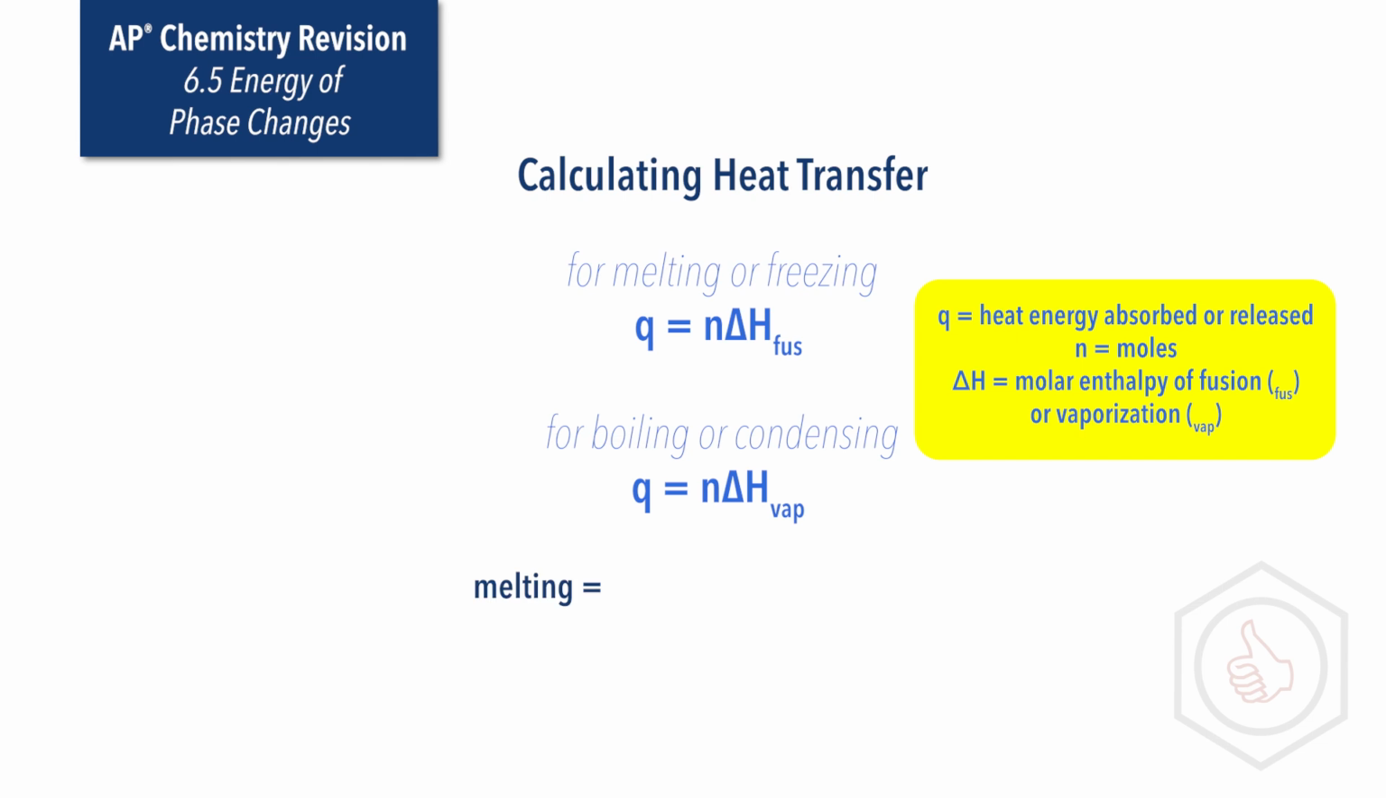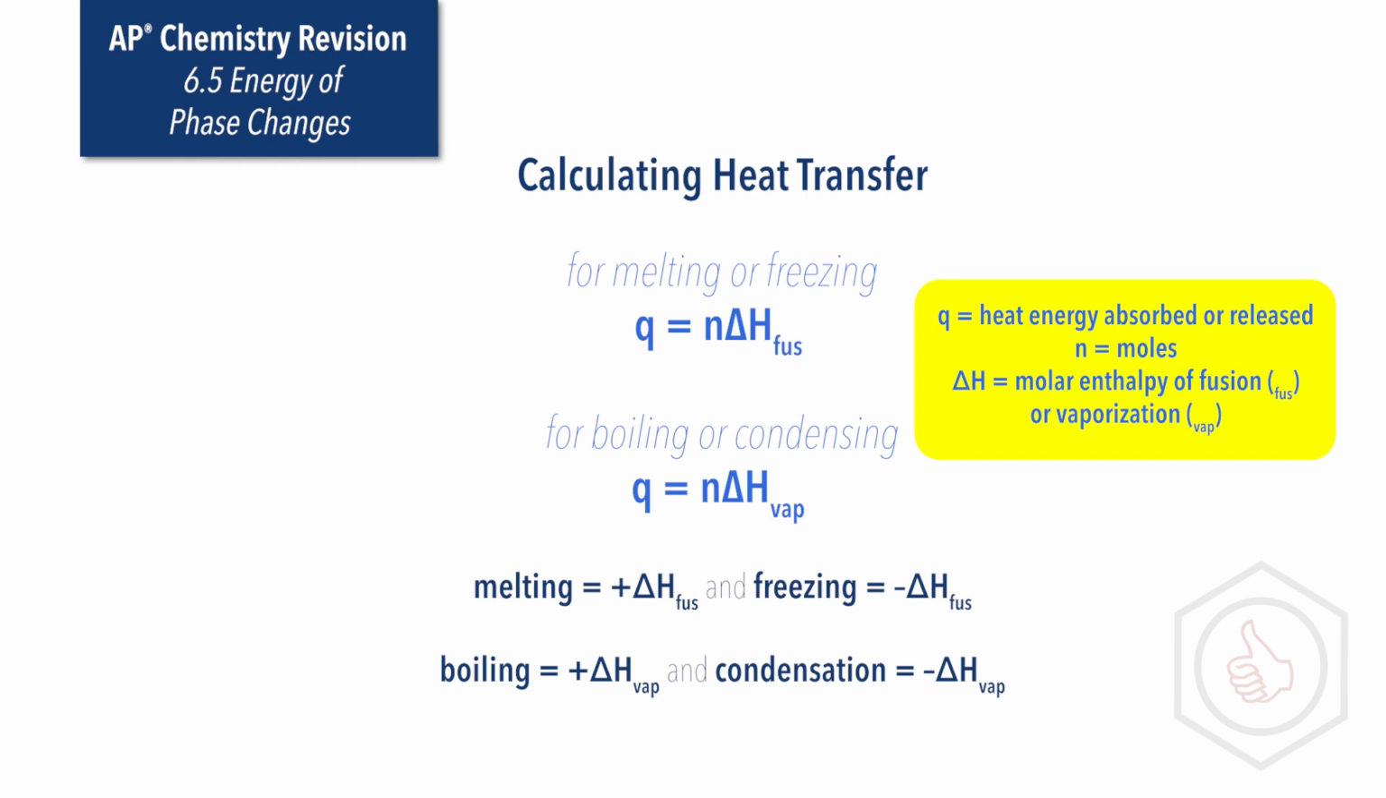Now for melting, delta H fusion will be positive, and for freezing, delta H fusion will be negative. And for boiling, delta H vaporization will be positive, and for condensing, delta H vaporization will be negative. This is because energy changes are equal and opposite for complementary processes. So the amount of energy required to melt 1 mole of a substance will be the same amount of energy released when 1 mole of the substance refreezes.